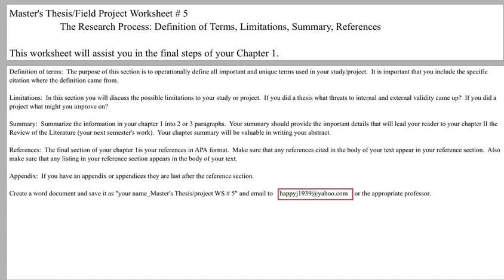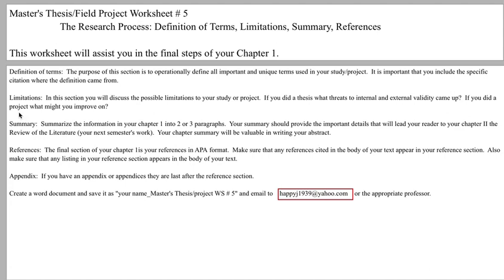Welcome to an introduction to educational research. This is the final master's thesis field project worksheet number 5. And in this part of the worksheet, you will have a definition of terms, limitations of your study or your thesis or your project, a summary, and your references.